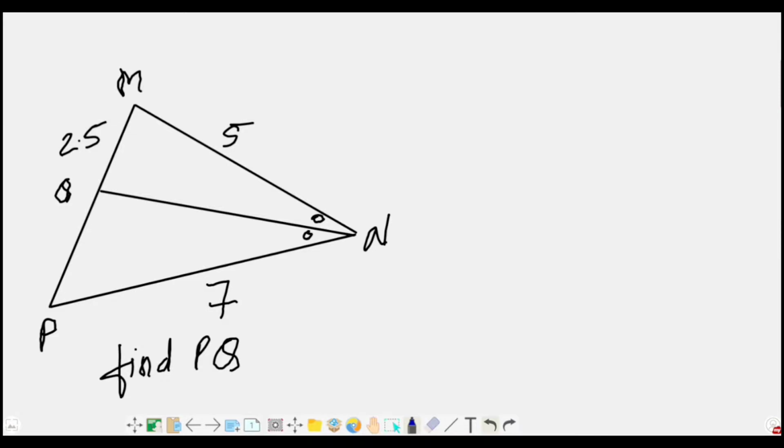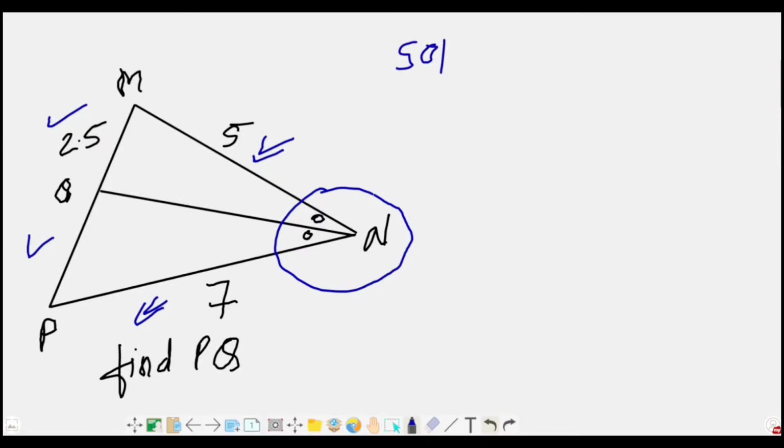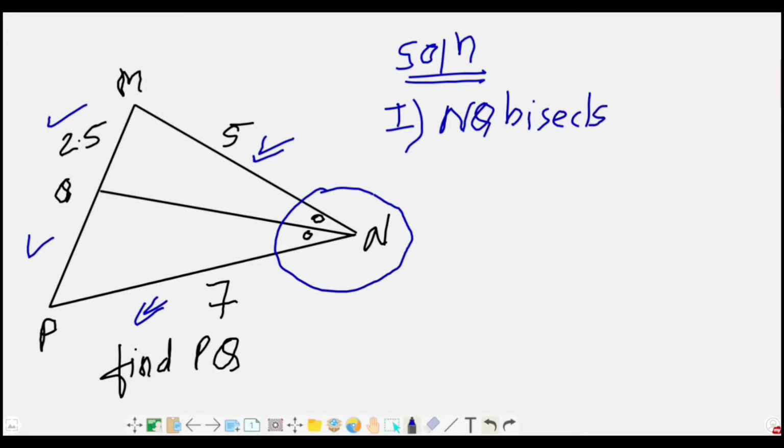Now students, let's solve the sum based on this theorem. Now in this figure, the bisector of angle N is given, which divides the opposite side into these parts, and these are the remaining sides. So the very first point you have to write is what the angle bisector is. So here NQ bisects your angle PNM. This is what is given, students. Based on that, we can apply the angle bisector theorem.